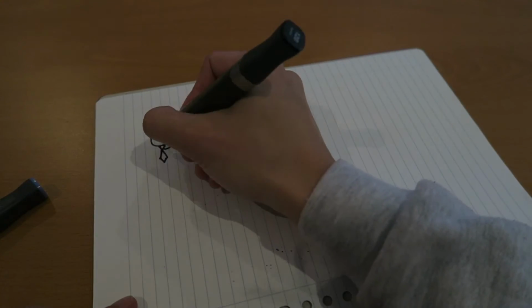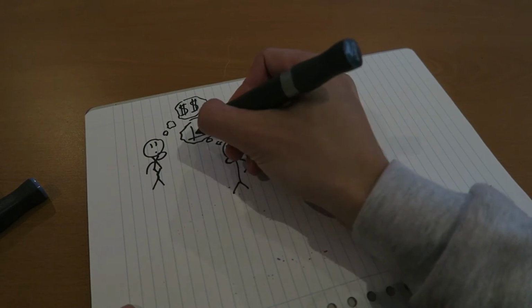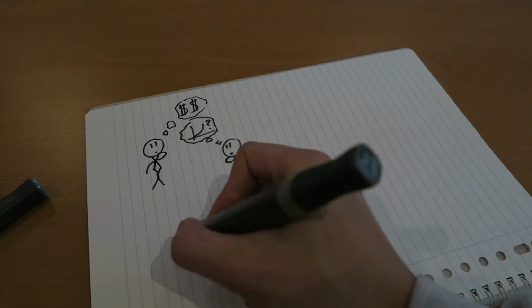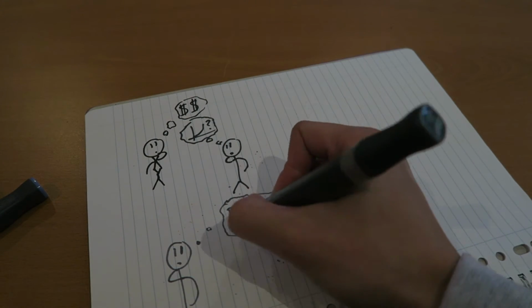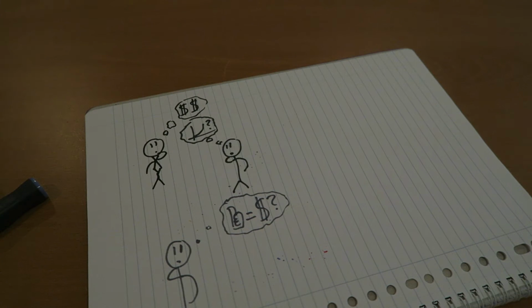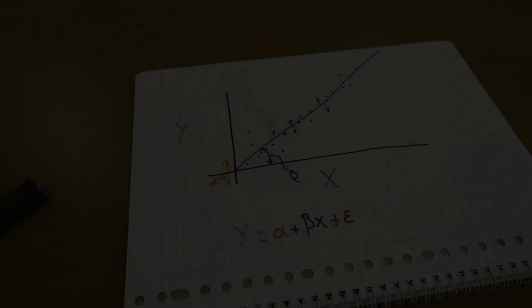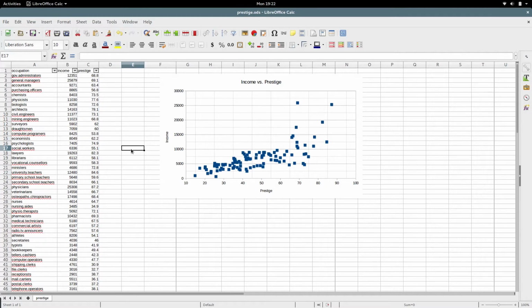Linear regression is used quite a lot. For instance, a business might wonder what their sales might be in the future. A government might wonder how education spending influences test scores. A social scientist might ask about the relationship between how prestigious a profession is seen and how much income these professions earn. Now let's take a look at this last example and how to do this in LibreOffice Calc.